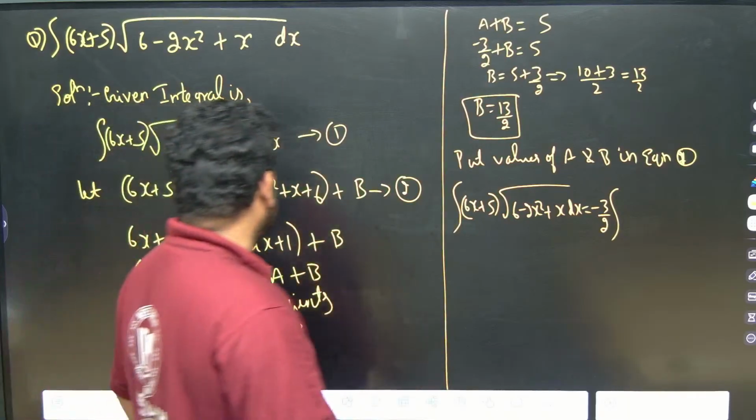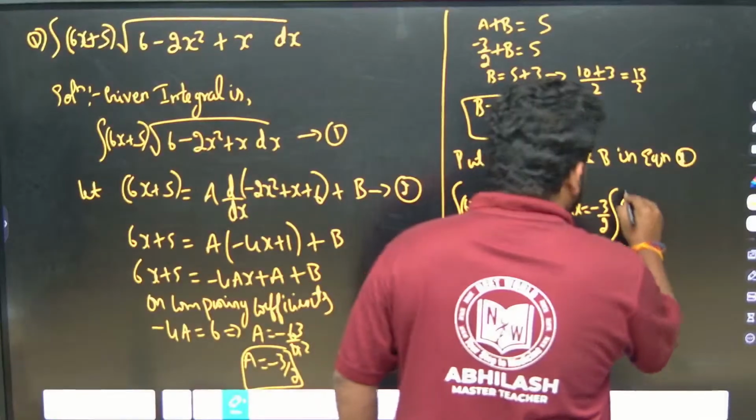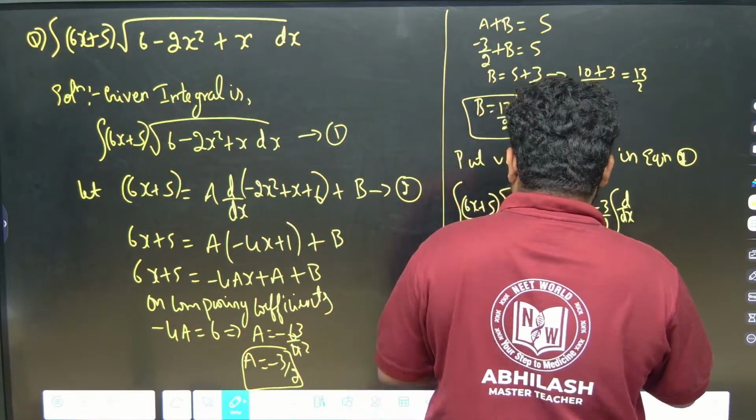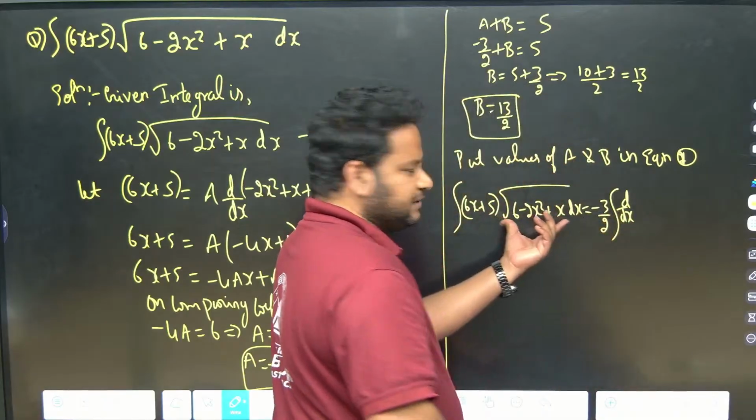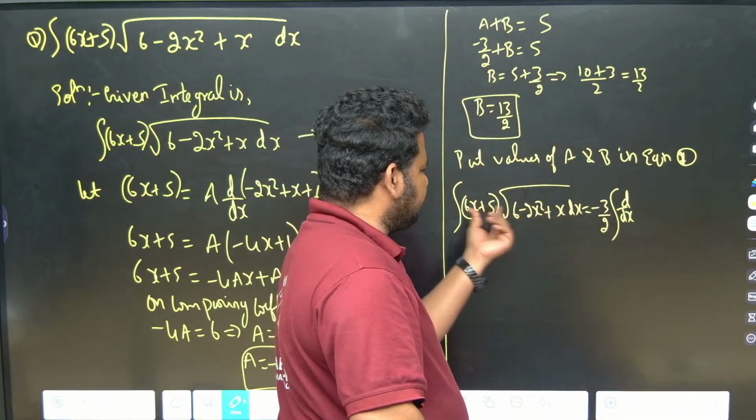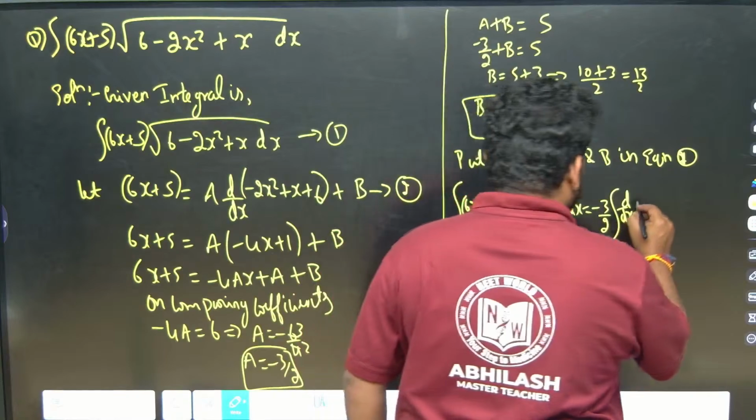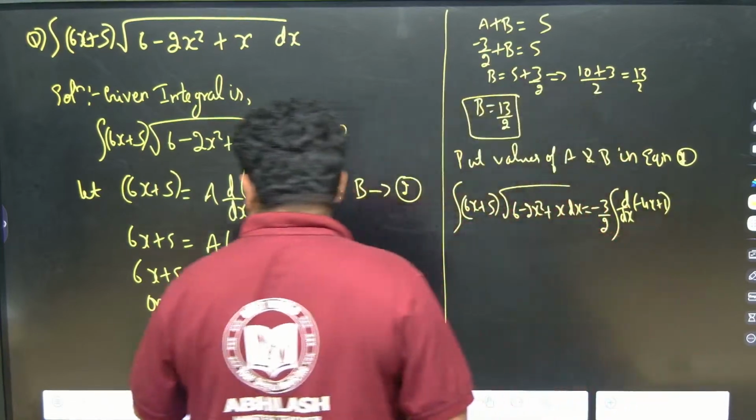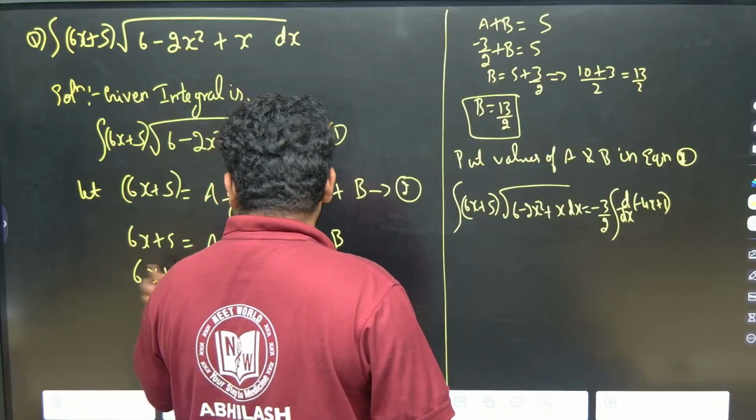So minus 3 by 2 into d by dx of what we are having, friends? This is 6x plus 5. We have to multiply with this one. 6x plus 5 value we got. So we have to multiply what? Minus 4x plus 1. So this is what we got, minus 4x plus 1 into this 6x plus 5.